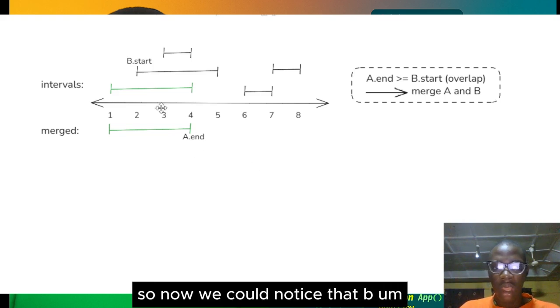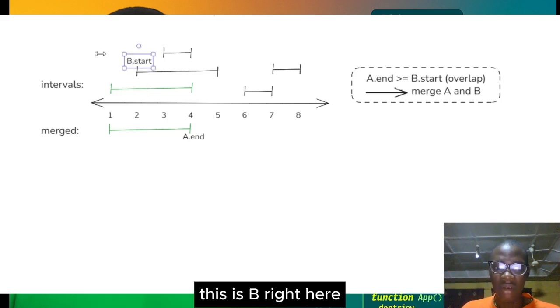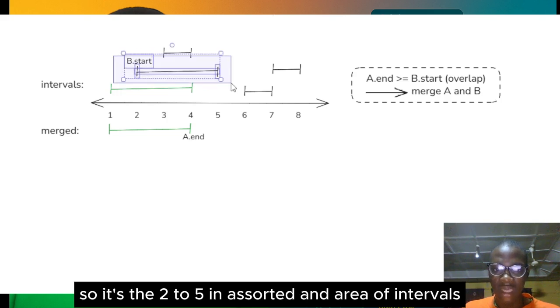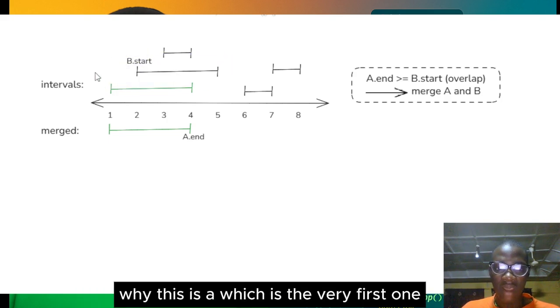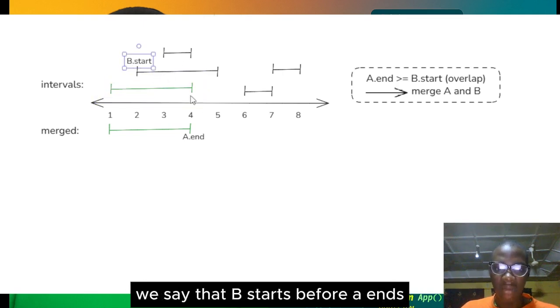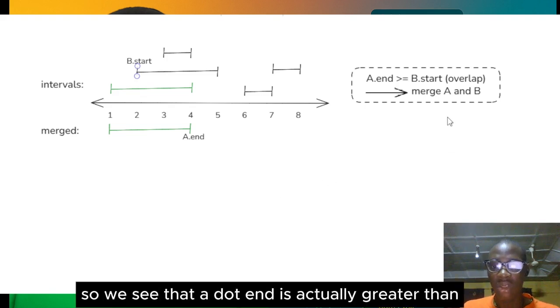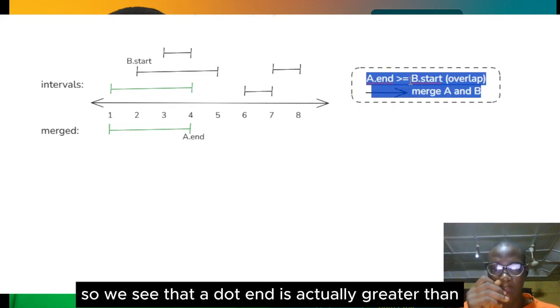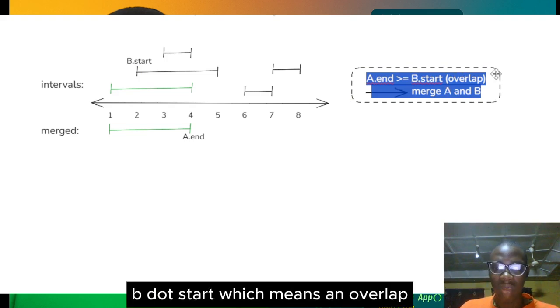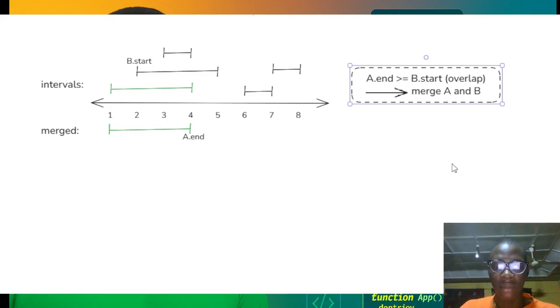So now we can notice that B starts before A ends, and that means an overlap. This is B right here, the 2 to 5 in our sorted array of intervals, while this is A, which is the very first one. In the process of comparing, we say that B starts before A ends. A ends at this point 4, but B starts at this point 2, so that indicates an overlap. So we see that A dot end is greater than or equal to B dot start, which means an overlap. So we need to merge A and B because they overlap.